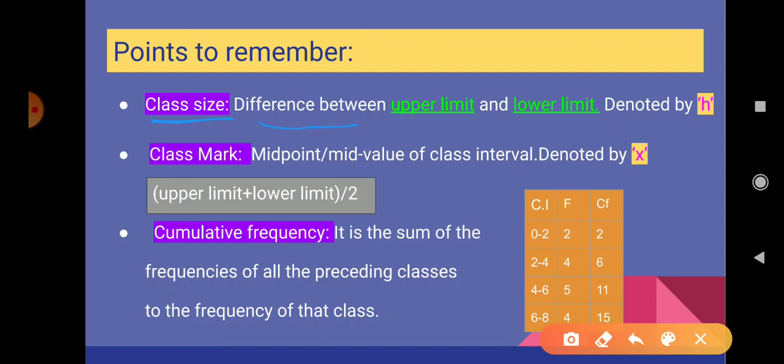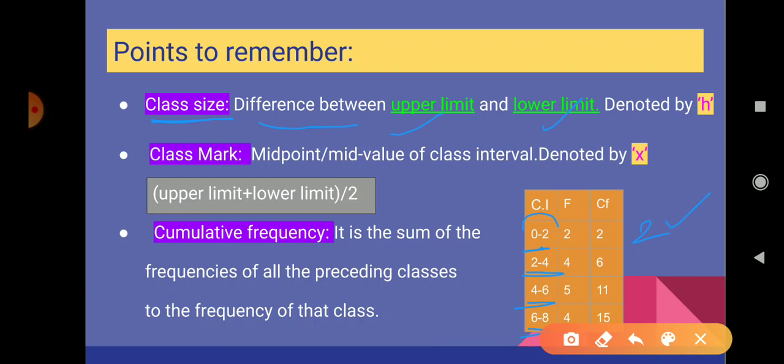Let us take the first example. Upper limit is 2, lower limit is 0. Clear? So 2 minus 0. First we have to take the upper limit and lower limit. Upper limit minus lower limit, 2 minus 0, is 2. So h, that means class size, is 2. And observe that this class size is the same for all the class intervals. That is the one thing you have to observe. Coming to the next, 4 minus 2 is 2. 6 minus 4 is 2. 8 minus 6 is 2.